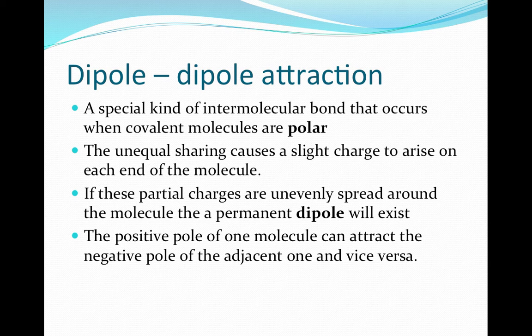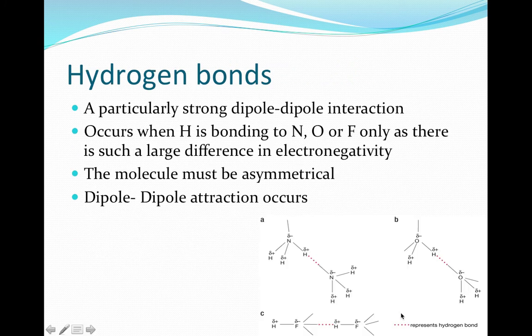Now, if you've got two molecules that are polar, then those slight charges will attract each other. Okay? So, in the case of water, for instance, the oxygen of one molecule, which is slightly negatively charged, will attract itself to the hydrogen of another molecule which is slightly positively charged. We can call that a dipole-dipole attraction.